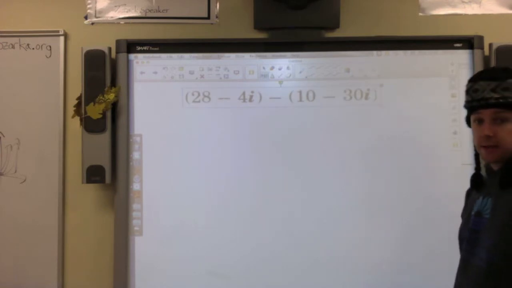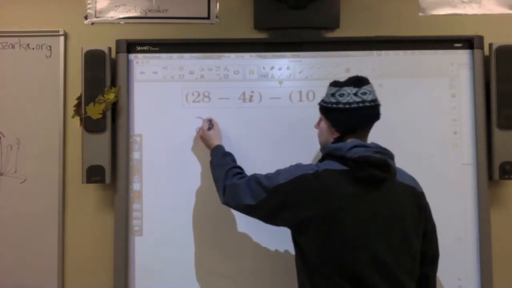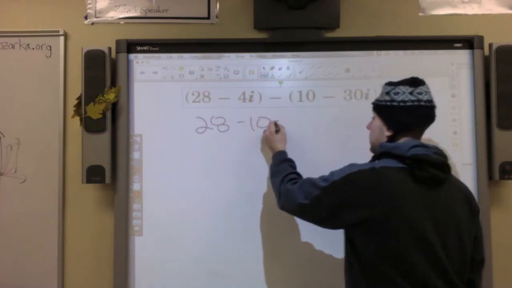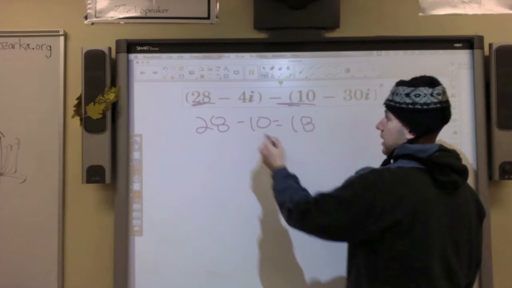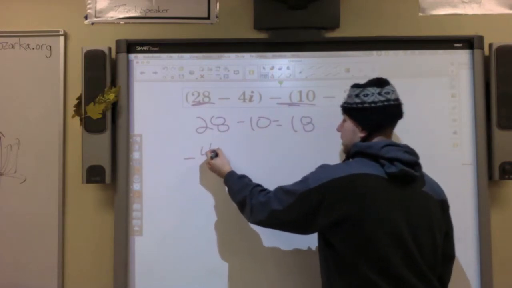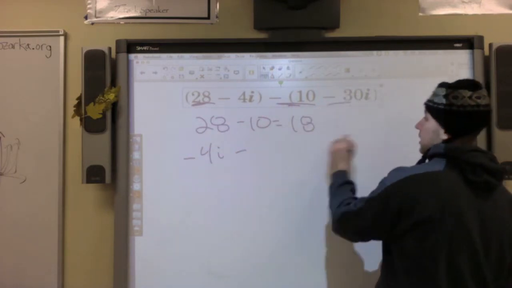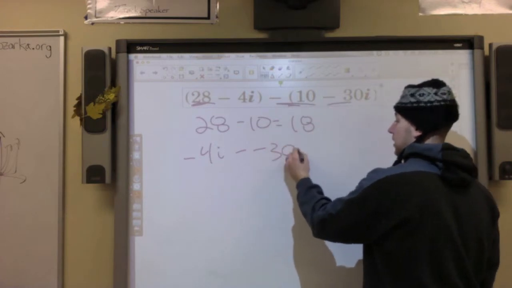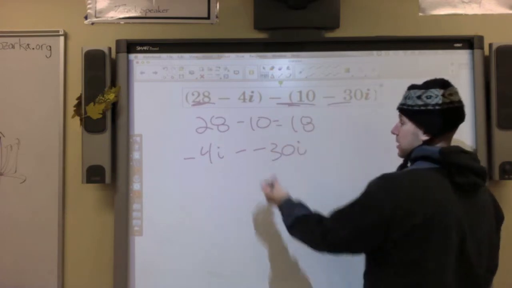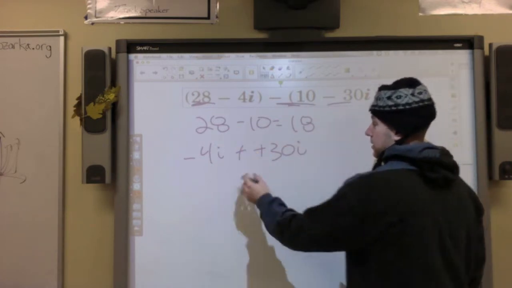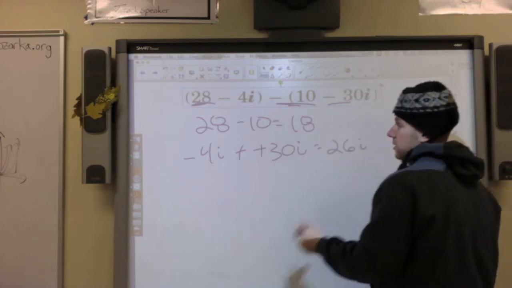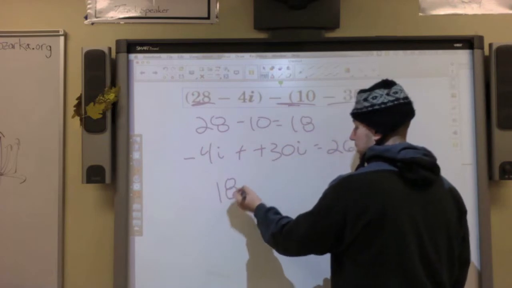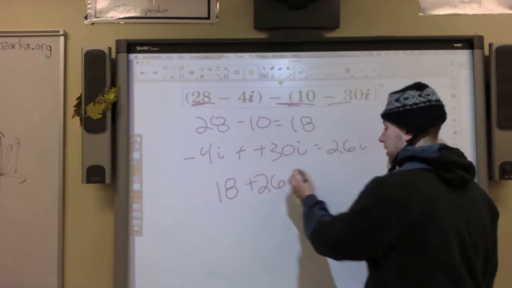Here I subtract. So I do 28 minus 10, which is 18. And then I do negative 4i minus a negative 30i. This becomes a plus, plus. So that is actually 26i. So my answer is 18 plus 26i.